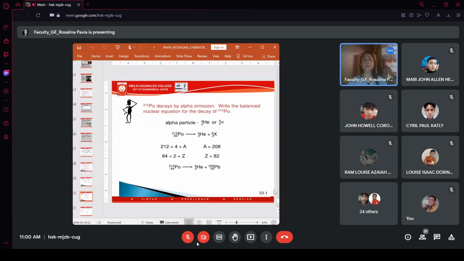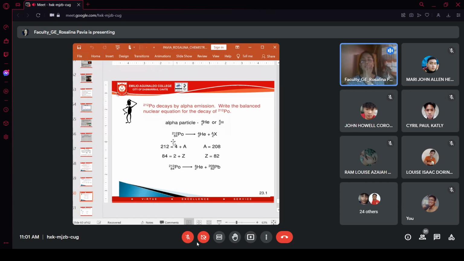Now, this is another example of nuclear reaction. Polonium-212 decays by alpha emission. Write the balanced nuclear reaction for the decay of polonium-212. So, pag alpha, you need helium, di ba? 2 helium or helium-4 or 2 alpha-4. So, ibig sabihin, when you balance it, what should be the element or the product nucleus here?